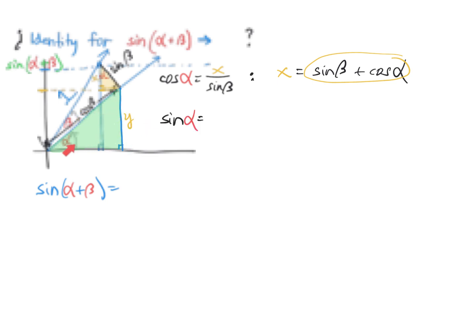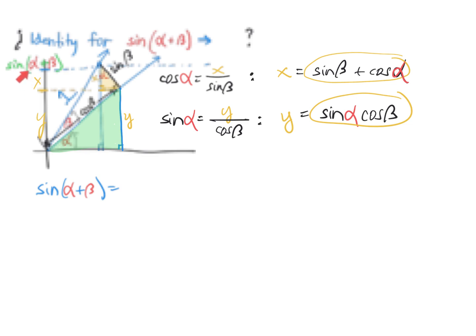So sine of alpha equals y divided by the hypotenuse cosine of beta. And so y is equal to cosine of beta times sine of alpha. And now we have our x and our y, which means sine of alpha plus beta is equal to x plus y. We have our identity. It's equal to this expression plus this expression.